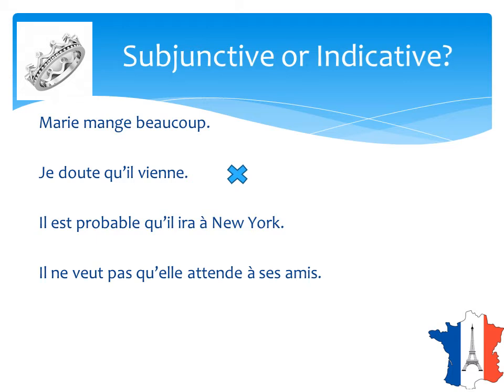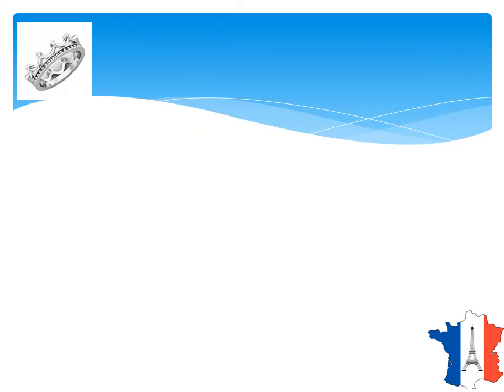Il est probable qu'il ira à New York. There is a probability, not a possibility, so there is no subjunctive here. Then the final sentence. Il ne veut pas qu'elle attende ses amis is definitely subjunctive because there are two different subjects and someone wants something to be done by someone else. So it is definitely subjunctive.